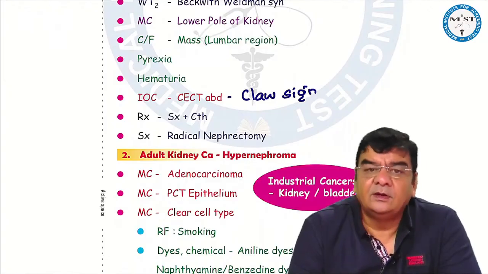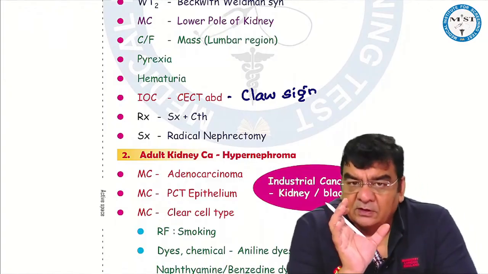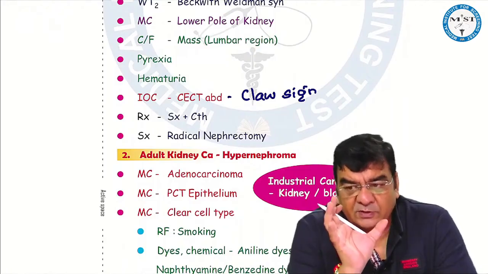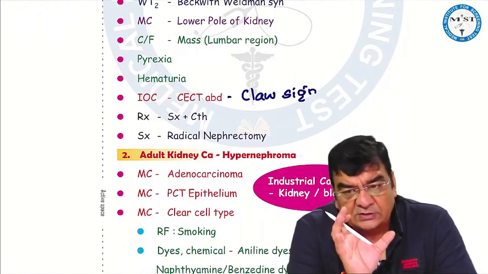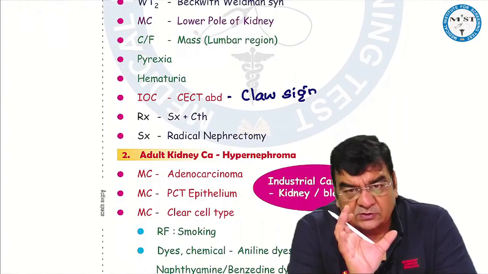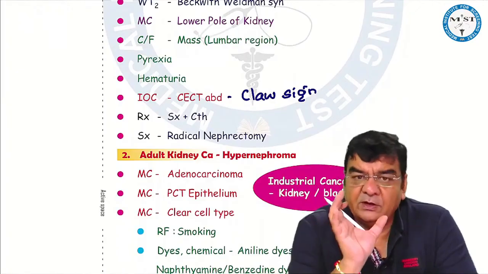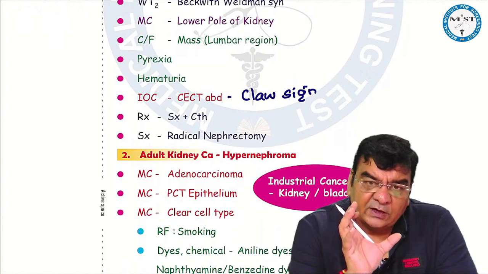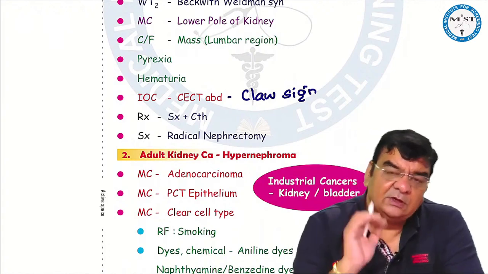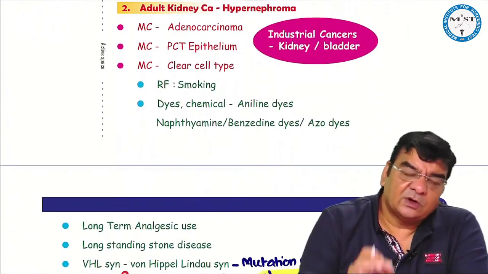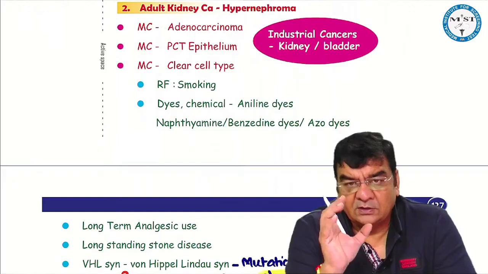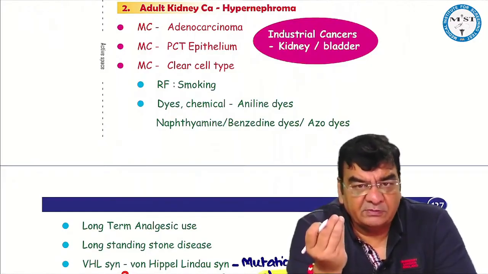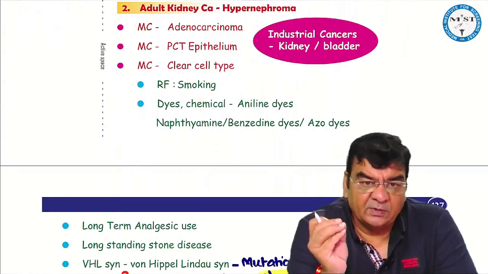Right. In the treatment for stage 1, stage 2 Wilms tumor, surgery plus chemotherapy. For stage 3, stage 4 Wilms tumor, surgery, chemo, and radiotherapy. Surgery, what we are doing is a radical nephrectomy, where we remove the kidney along with the lymph nodes. Adult kidney cancer or hypernephroma is an adenocarcinoma which originates mainly from the PCT epithelium. It's a clear cell type.